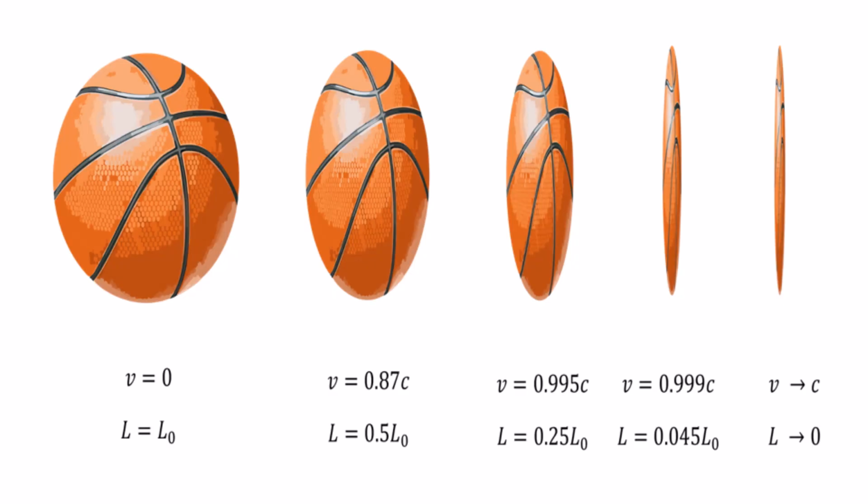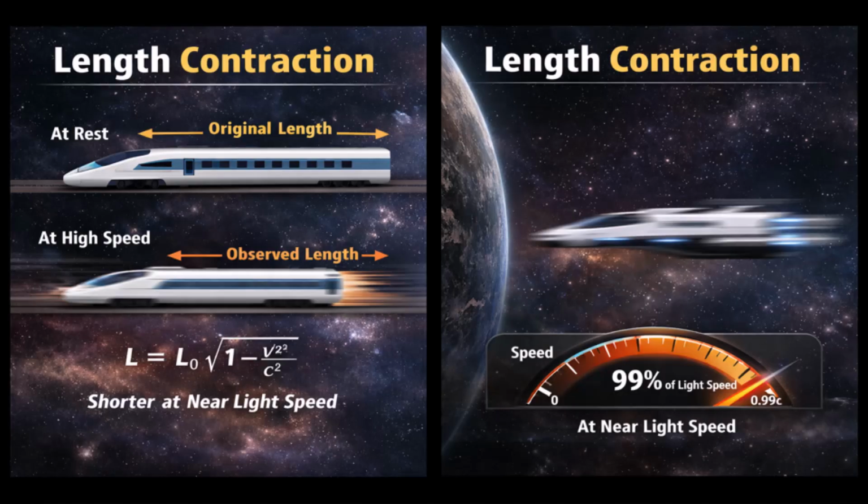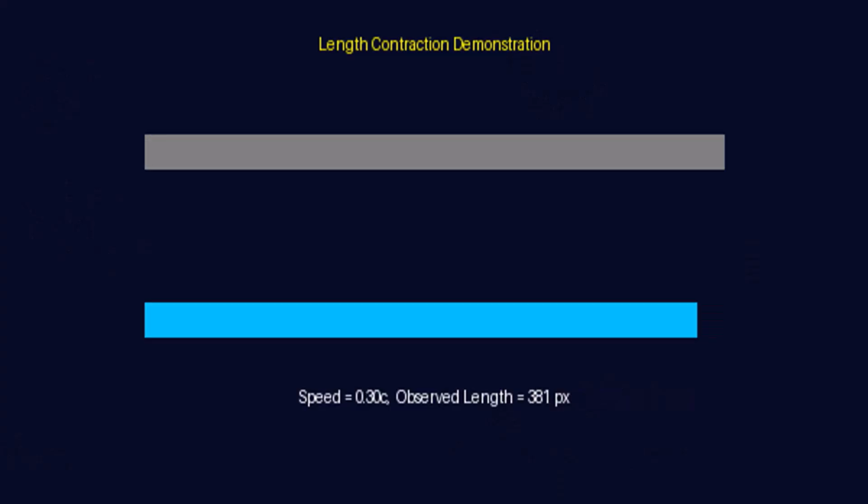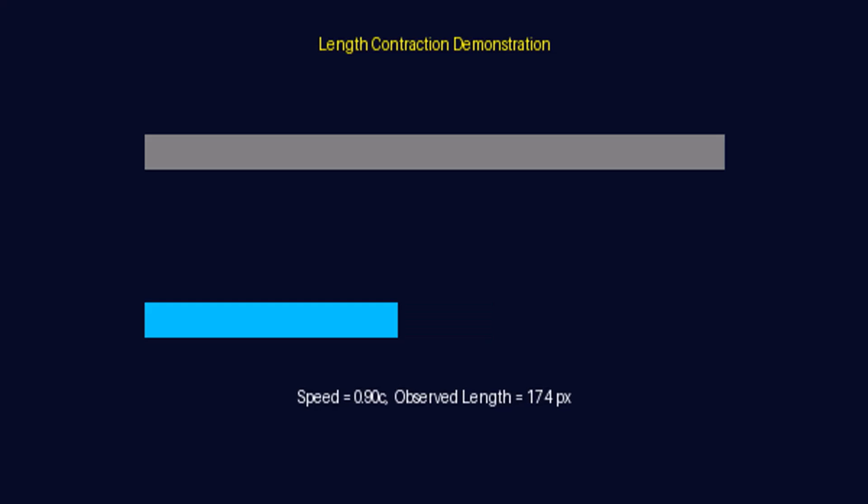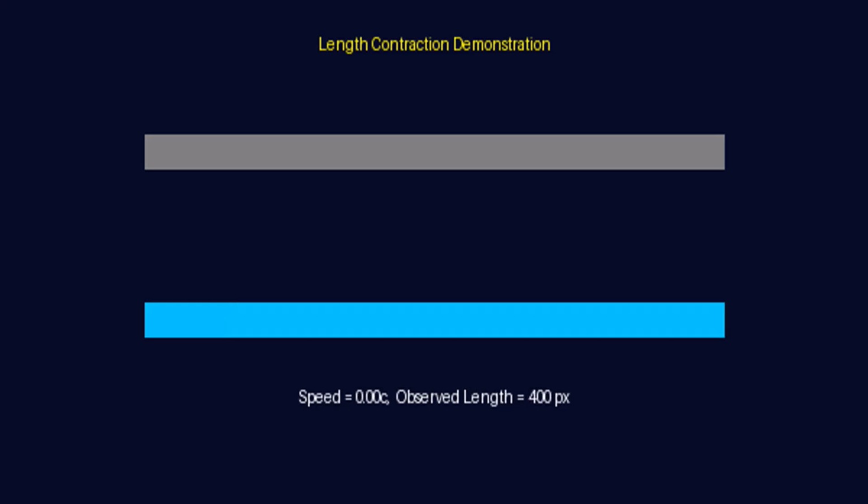Length contraction. Another consequence is length contraction. Objects moving at high speed appear shorter along the direction of motion. If L0 is the original length, the observed length is L0 × √(1 − v²/c²). This contraction becomes noticeable only at speeds close to that of light.